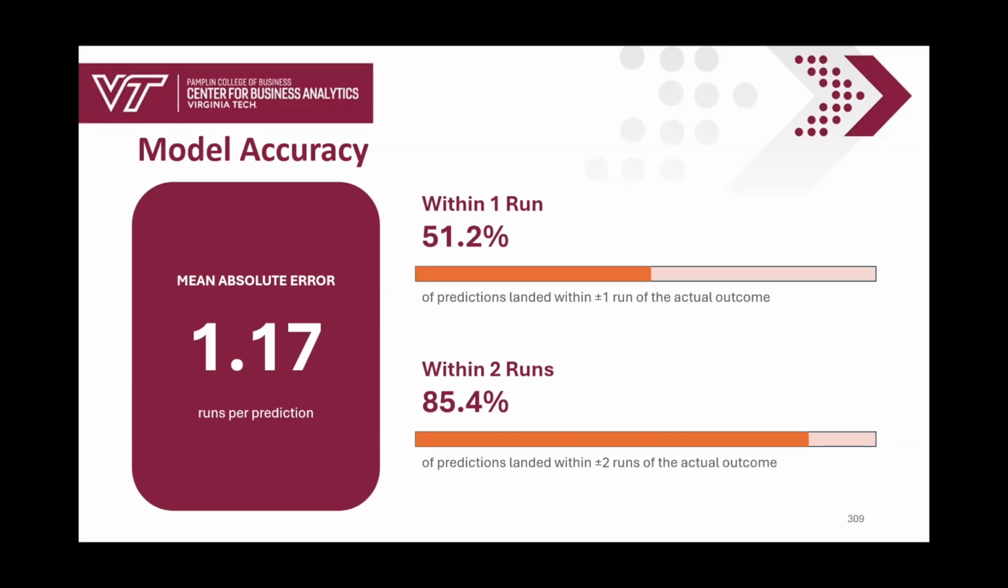Within 1 run, we set out with the goal of being within 50%, and within 2 runs, we wanted to be within 75% of predictions. We exceeded both of those targets, being at 51.2 and 85.4. So really good stuff by us in the classroom and also the team on the field. Now I'll pass over to Peyton to close us out.